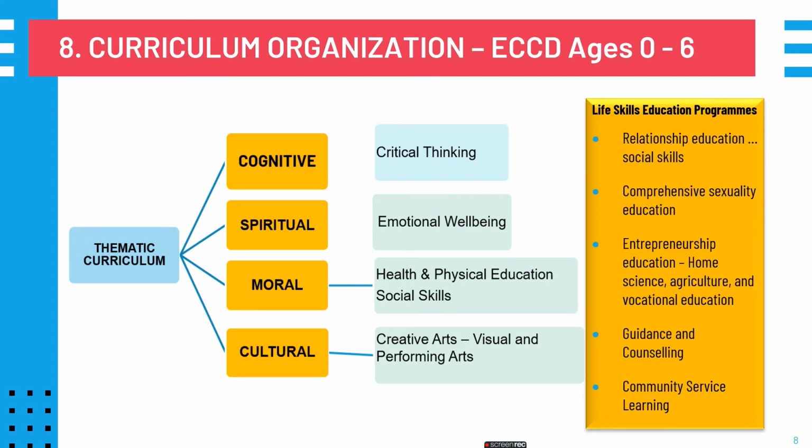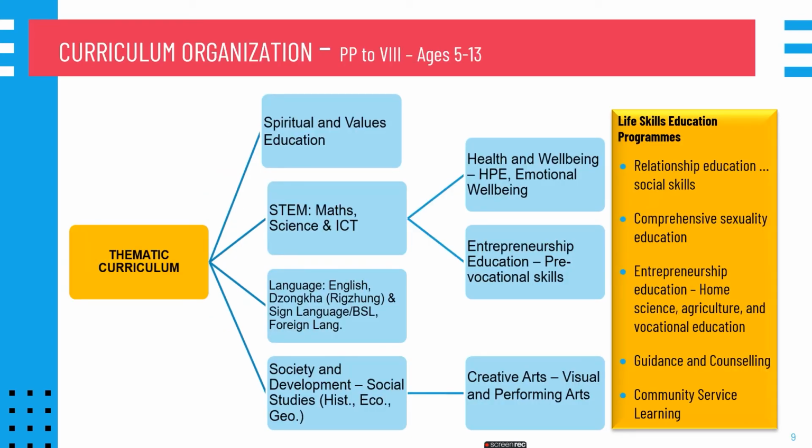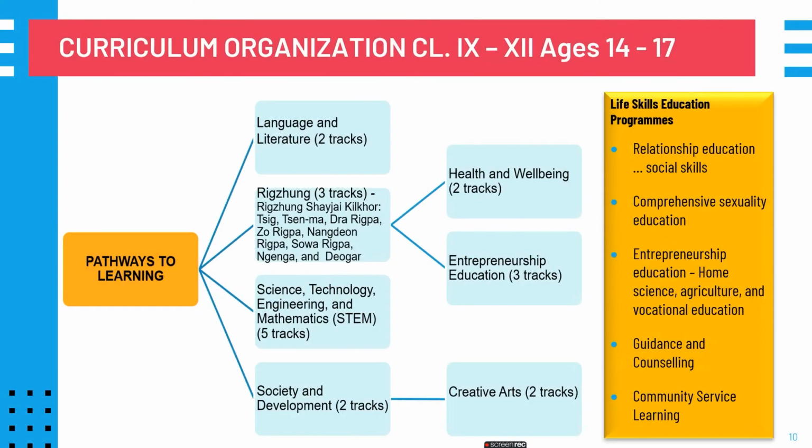At the ECCD ages from 0 to 6, the curriculum will be thematic curriculum. From PP to grade 8, that is ages 5 to 13, the curriculum will still be based on thematic curriculum. The curriculum will be diversified at the middle secondary level. The learning for this level will be categorized into 7 pathways: STEM, society and development, entrepreneurship, language, creative arts, health and well-being, and Riksum. They will have many options to select from a wide range of disciplines.